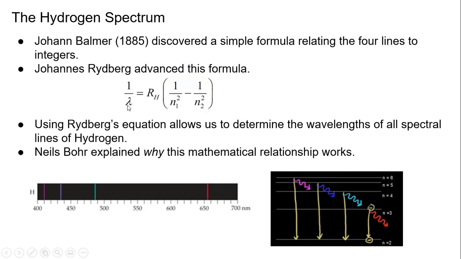And this is 1 over wavelength. The RH stands for the Rydberg constant. And then these are the different energy levels, 1 being the initial, 2 being the final. So we plug this in, and we can determine the spectral lines of hydrogen.